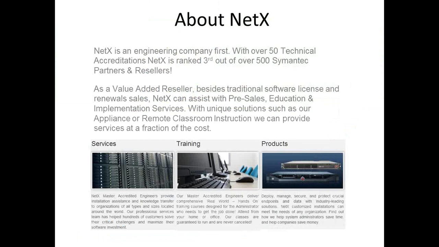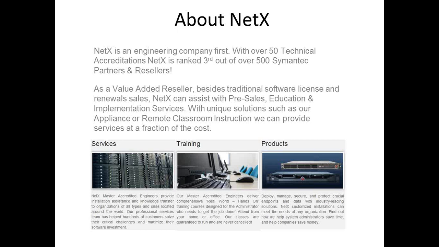So a little bit about NetX. NetX is an engineering company primarily focused on Symantec's core solutions around data protection, security, archiving, and information management. We are ranked number 3 out of over 500 Symantec resellers in overall technical certifications. Again, speaking to us being an engineering company first.